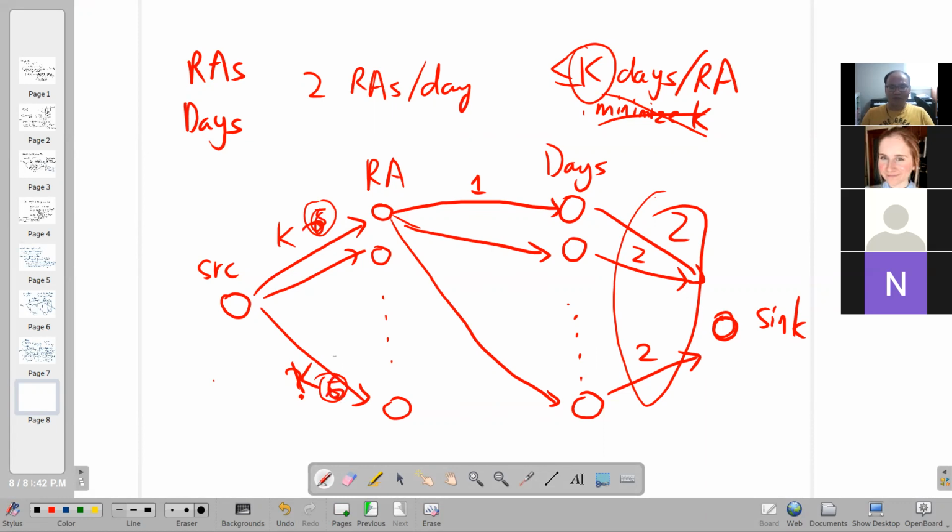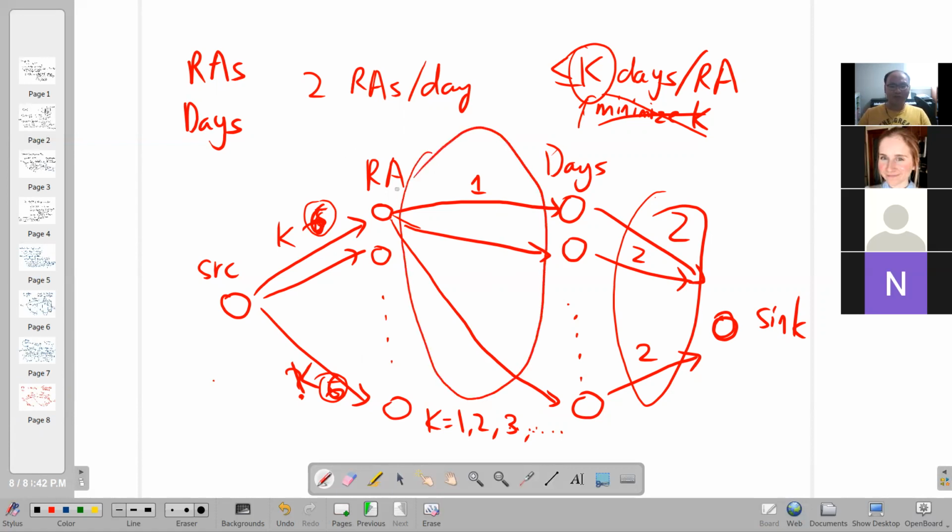Maybe it works, maybe it doesn't. If it works, you know that 5 didn't work and 6 works, so you know that 6 is the smallest K that works. If it doesn't work, you try 7, you try 8. So what you can do is just try K from 1, 2, 3, and up, until the first time where the maximum flow is 2 times the number of days, and then you know that works. Once you have a maximum flow that works, you can read off the actual flow assignment to figure out which edge has flow, to figure out which RA is assigned to what day.